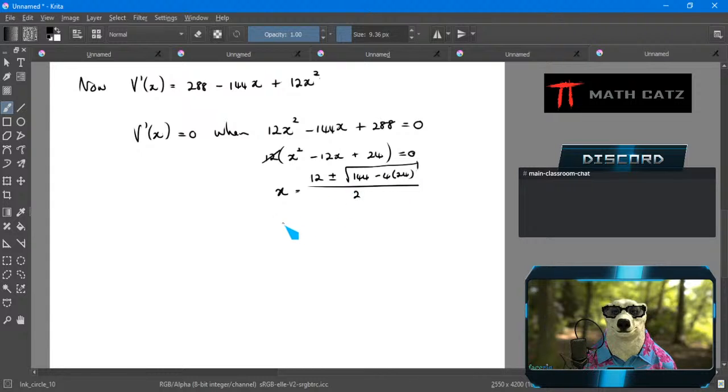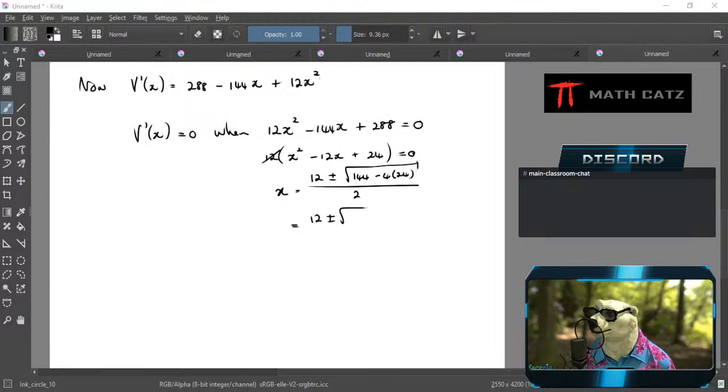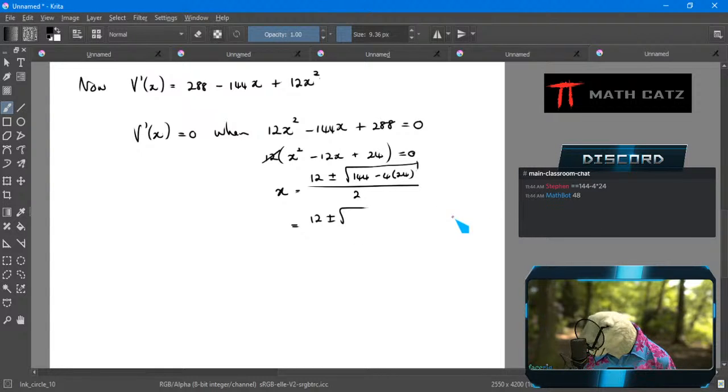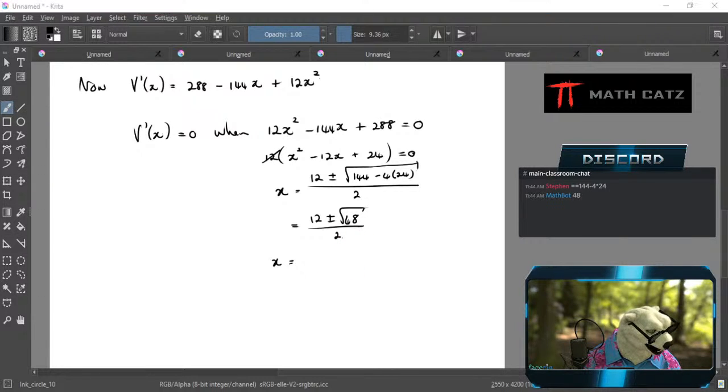I like to see what is inside the square root before doing a whole calculation. 144 minus 4 times 24. Random line, and I get 48, which then shows me why I couldn't factor it. It's not a nice integer. Okay, so x is equal to 12 plus root 48 over 2 and minus. Let's see what we get there. I'm just going to check my square root function. I don't use it often.